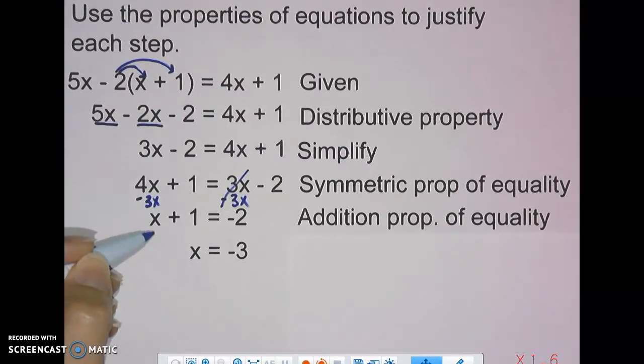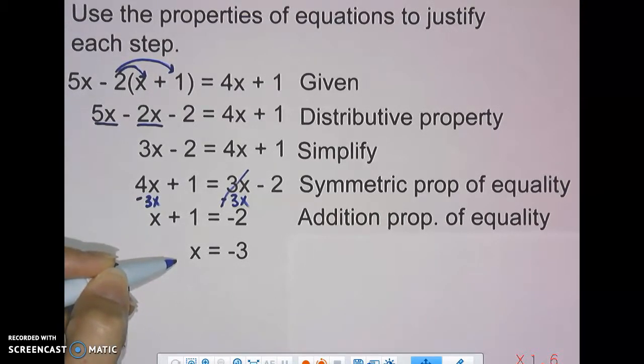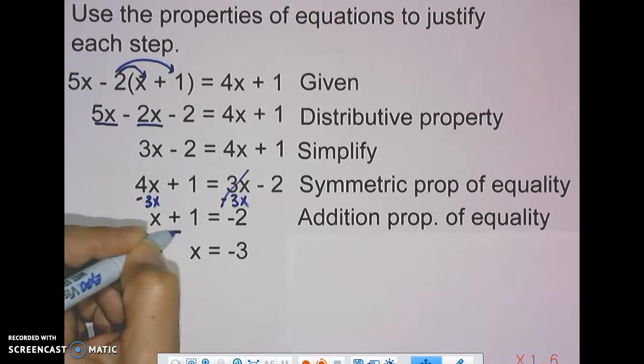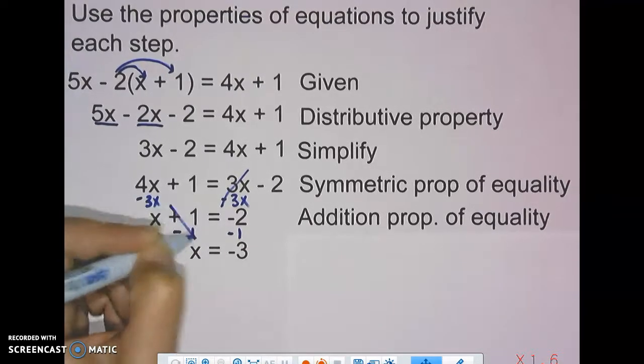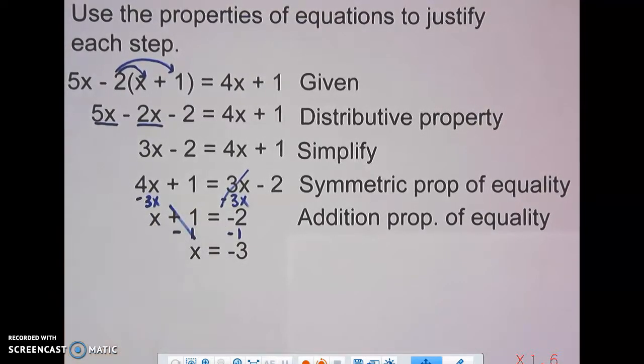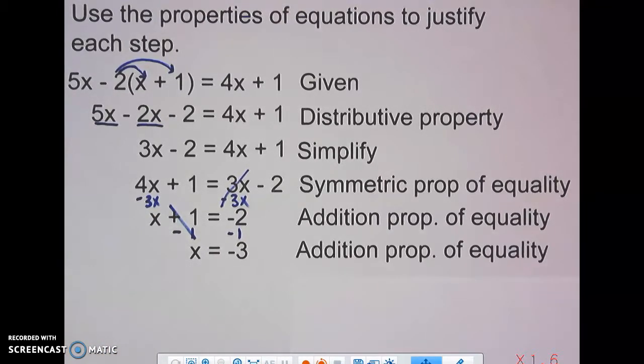To go from x plus 1 equals negative 2 to x equals negative 3, what changed? What happened? The x stayed here on the left. That means that we need to get rid of that positive 1 by subtracting it. Negative 2 minus 1 is a negative 3. There we subtracted, but remember, that's going to be the addition property of equality. Okay? We're going to look at one more example here like that.